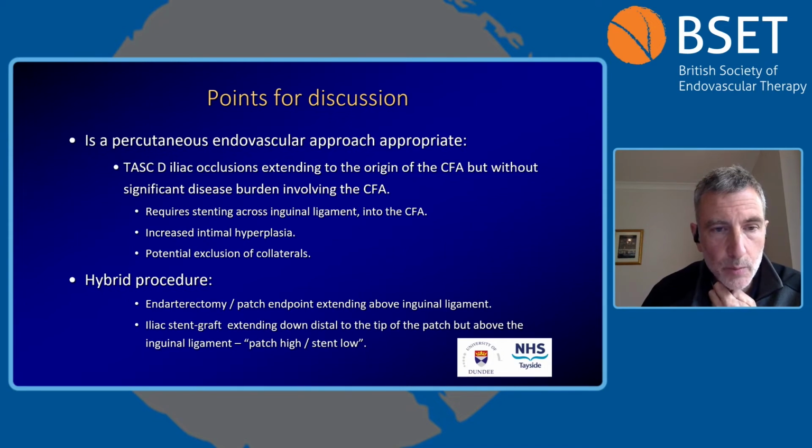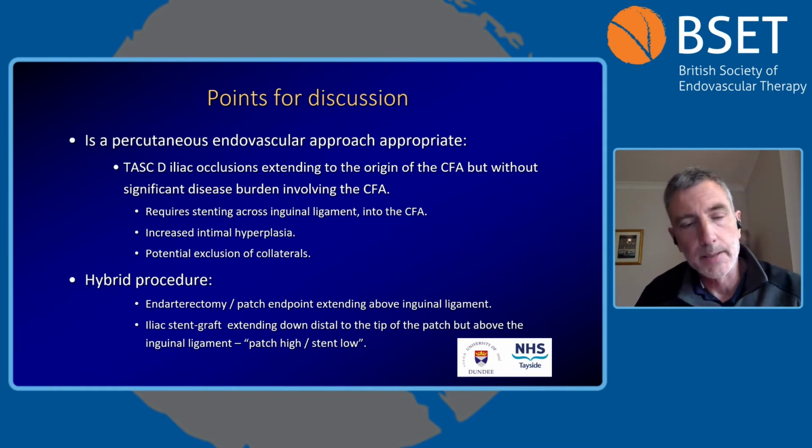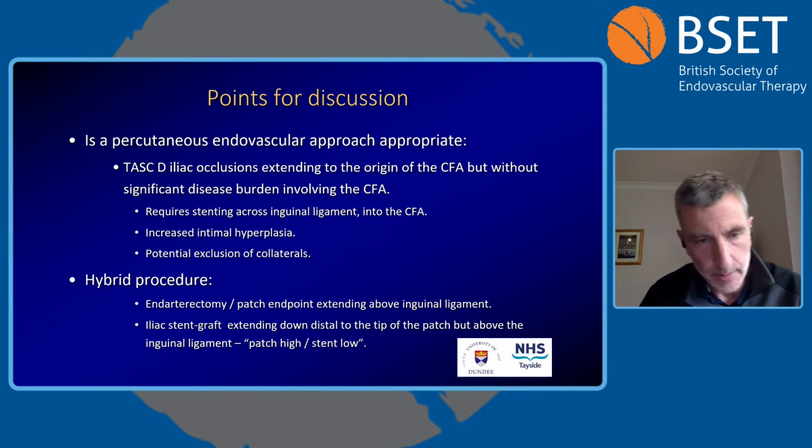So, as I said, we've had previous poor results when we started treating these long TASC C and D lesions, predominantly related to distal disease as the cause of failure, we think. So we have a very low threshold for open exposure of the femoral artery, extending above the inguinal ligament, but not dividing the ligament, but patching up into the distal external iliac and then stenting low down into that patched endarterectomized artery, and trying not to stent across the ligament or cover these circumflex iliacs or the external pudendal arteries.